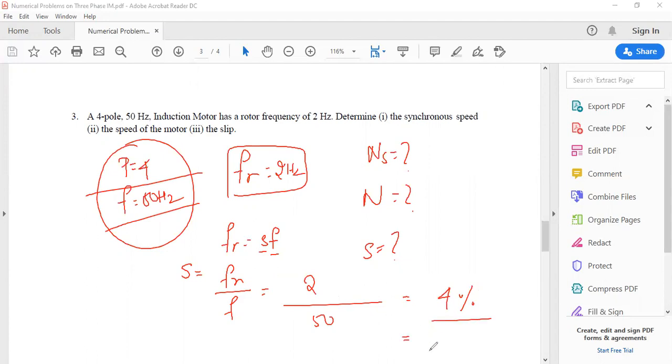Let me use a calculator and verify. What is 2 by 50?